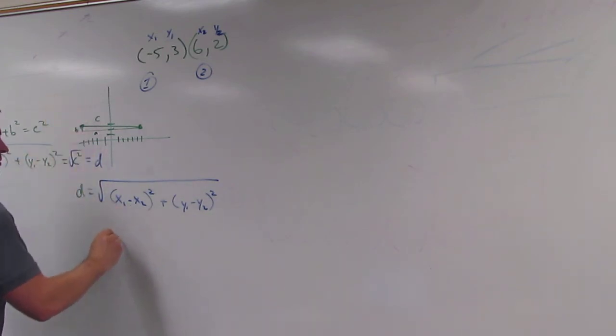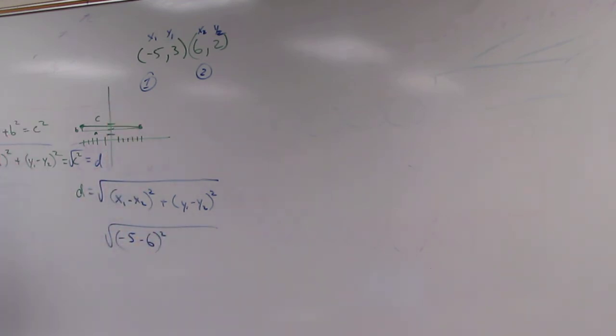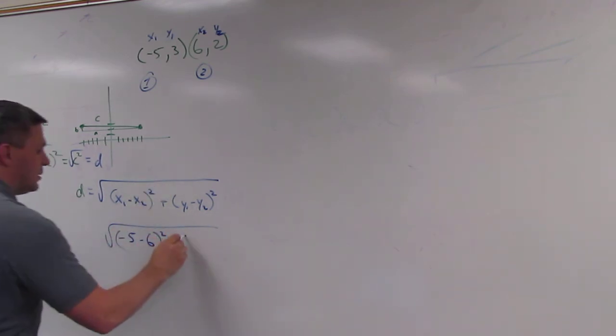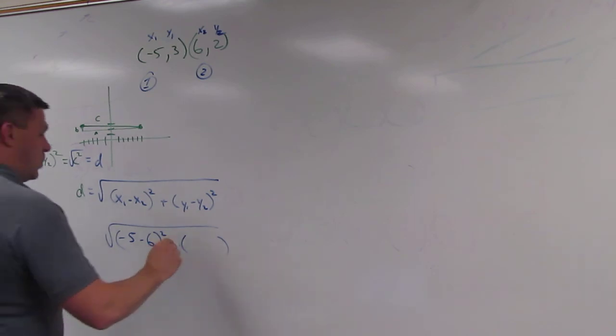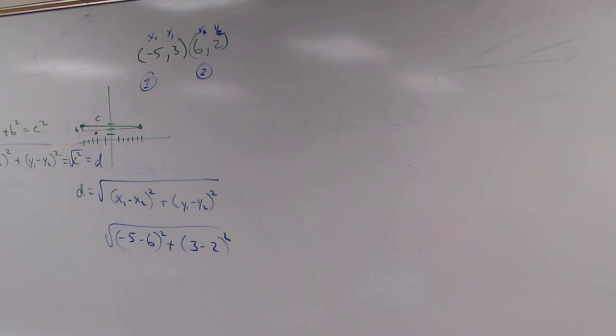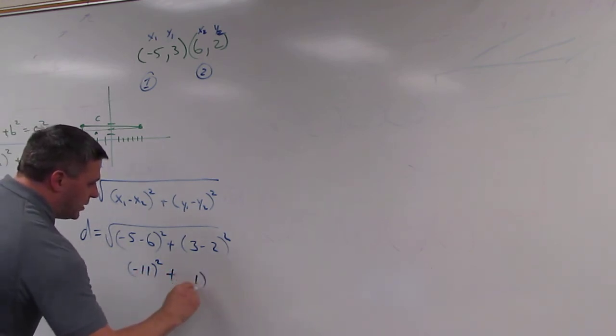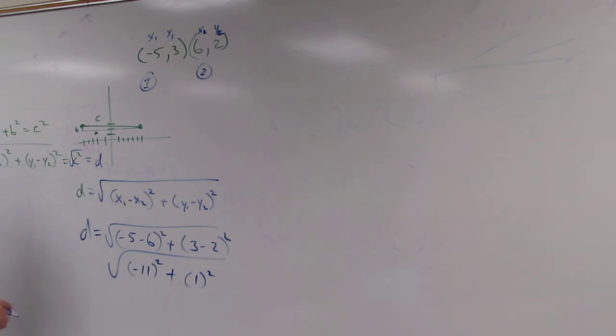In this case, it's going to be -5 minus 6, and then I square that, plus 3 minus 2, and then square that. And then I find the square root of that. So now -5 minus 6 gives me -11, squared, plus 1 squared, all square rooted.